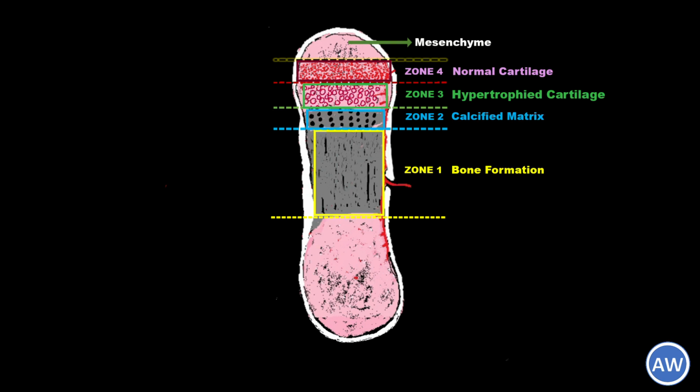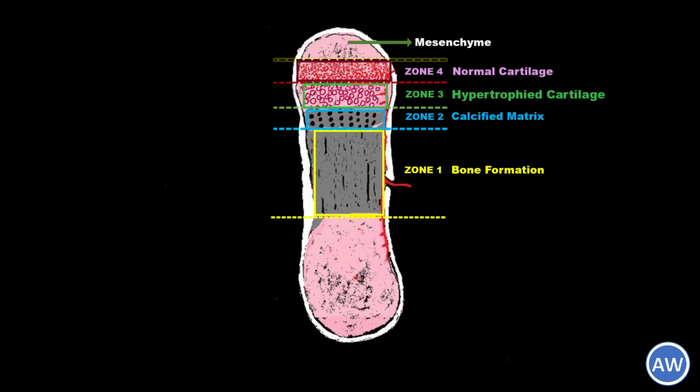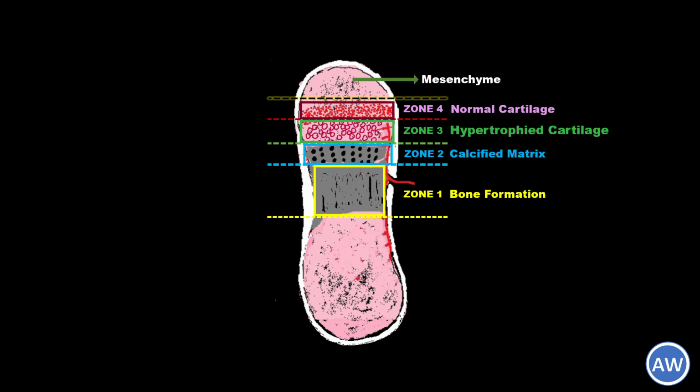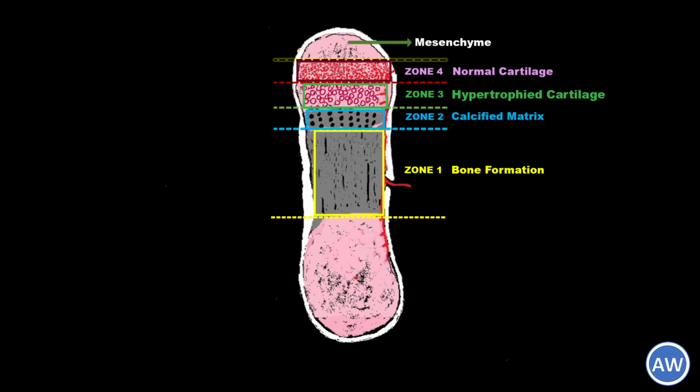As this happens, the normal cartilage cells in zone 4 will swell up, they will be hypertrophied, to form the layer of hypertrophied cartilage. That means the zone 4 area has now transformed into a zone 3 area. The mesenchymal cells just adjacent to the zone of normal cartilage will now transform into normal cartilage cells. That means they have now transformed into zone 4.